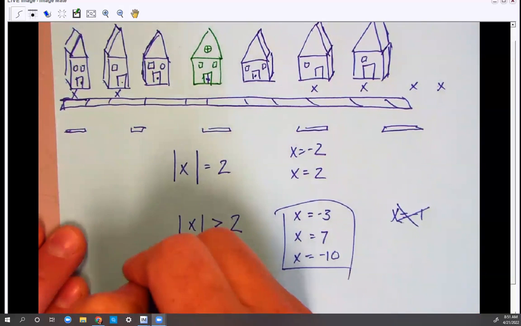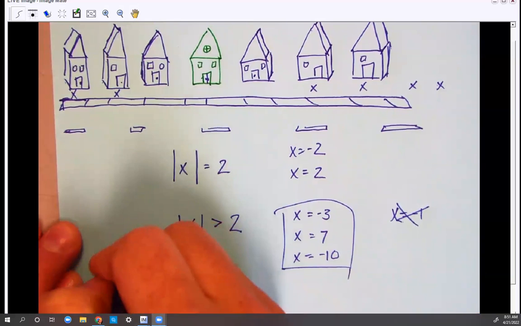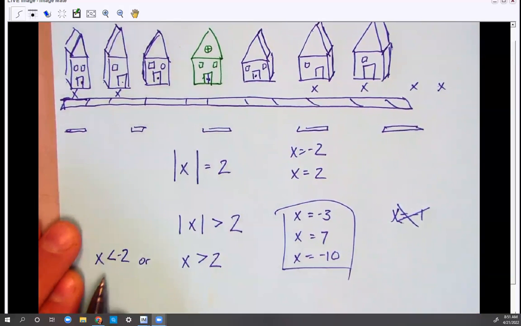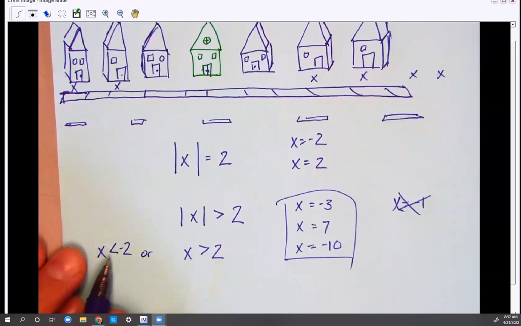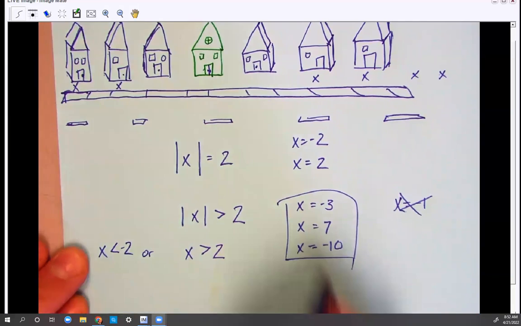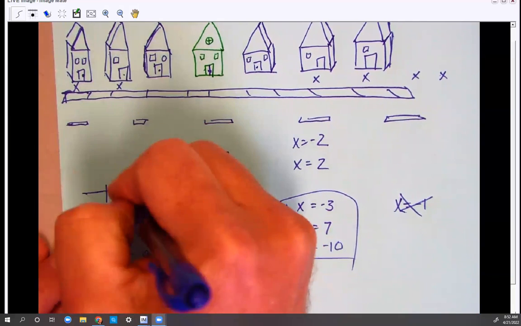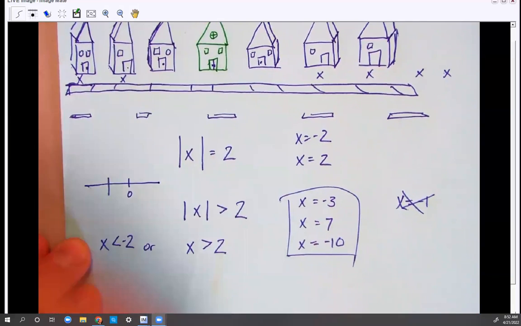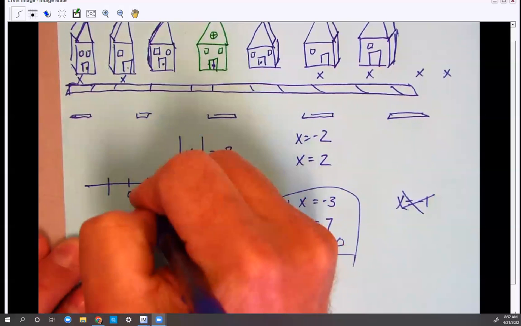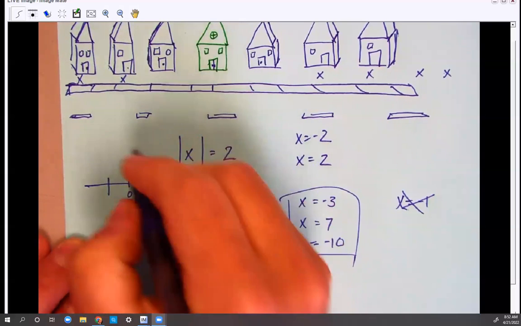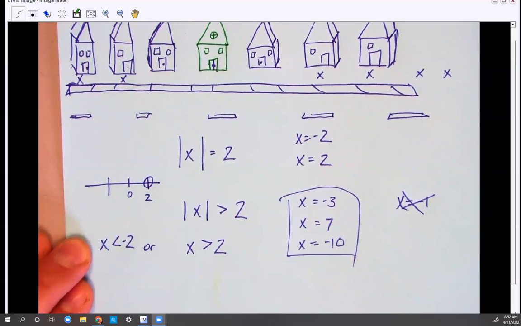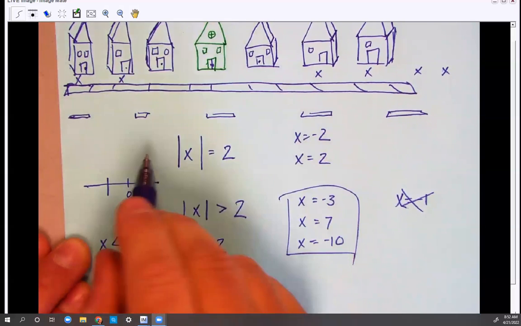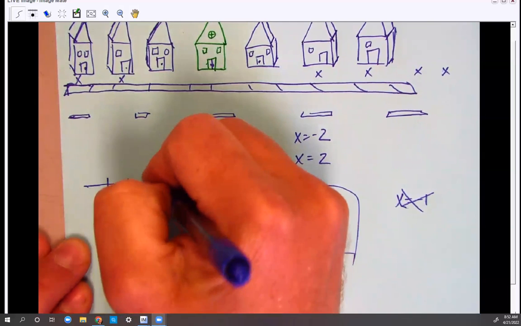Or maybe we're more than 2 houses to the left. But that's not really more than. That's a bigger negative to the left. Let's look at it on a number line. Here's our house at 0 that we're trying to get to. Here's 2 houses to the right. We are more than 2 houses away, so we're going to use an open circle. I didn't say 2 or more. I said more than 2, so it's not equal to.